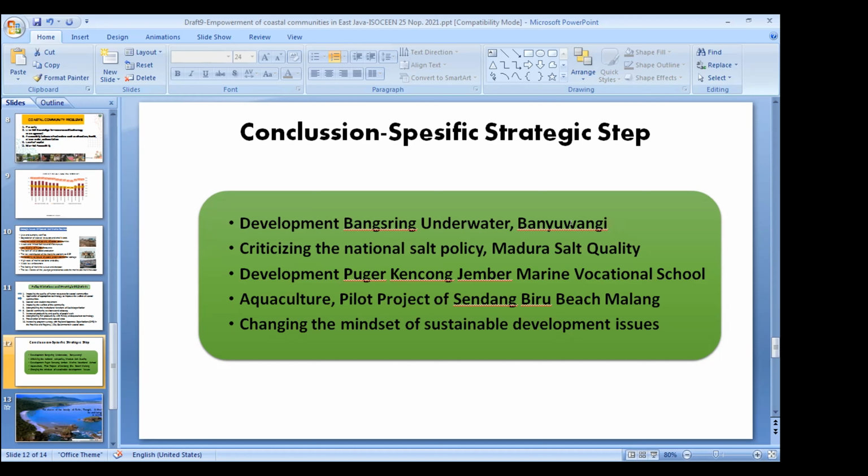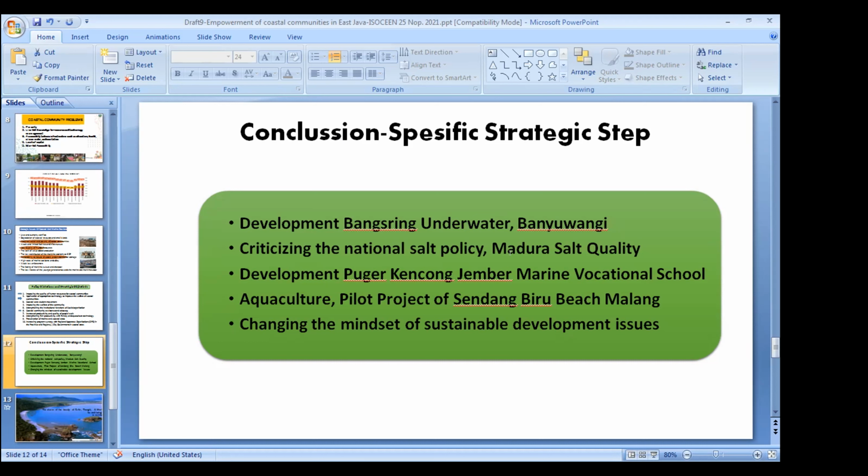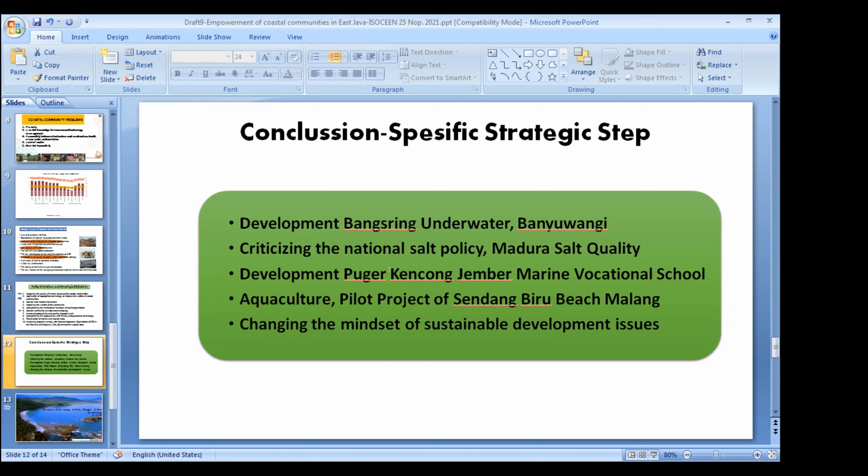Ideally, we will make an education function and a conservation function. Just now, there is only the profit function. Criticizing the national salt policy, Madura salt quality has a problem. Development of the Puger, Kencong, Jember Marine Vocational School in that area should make good progress.